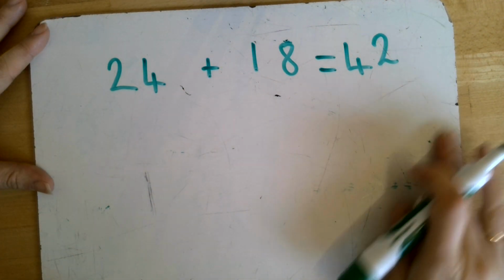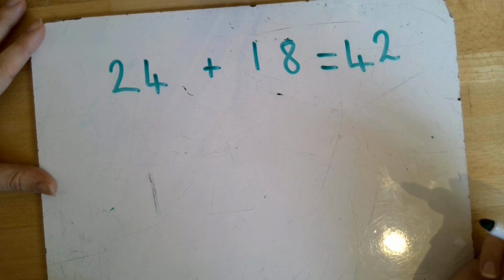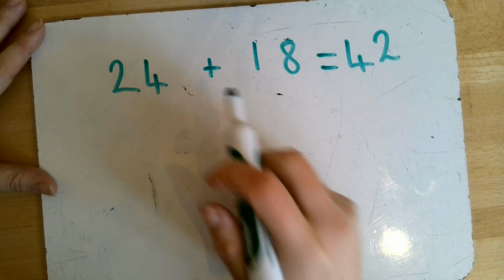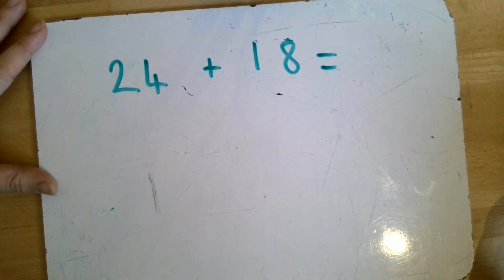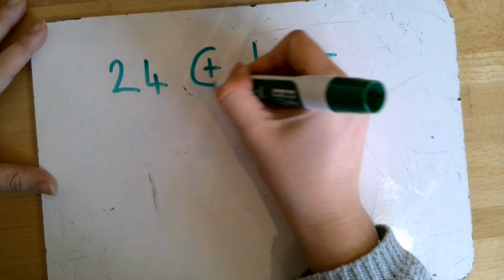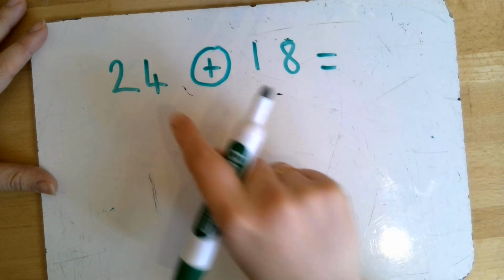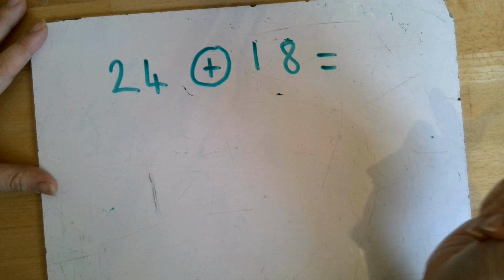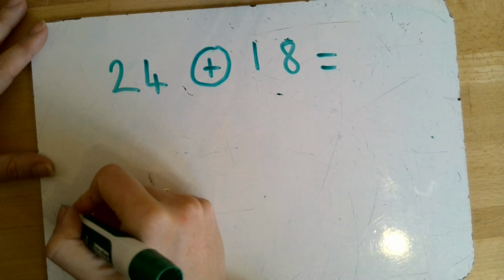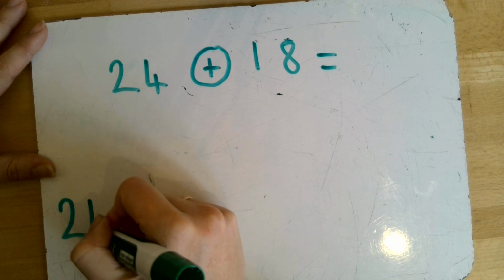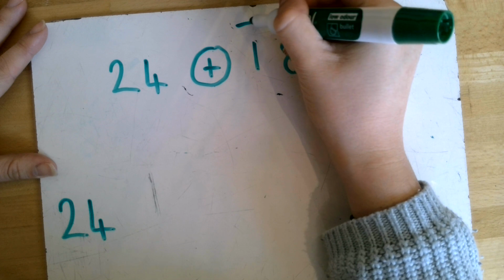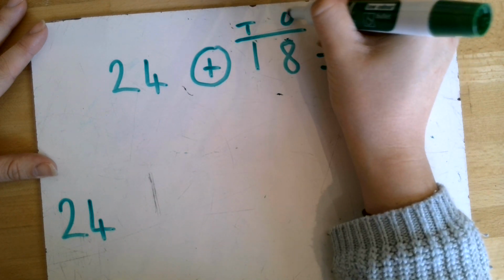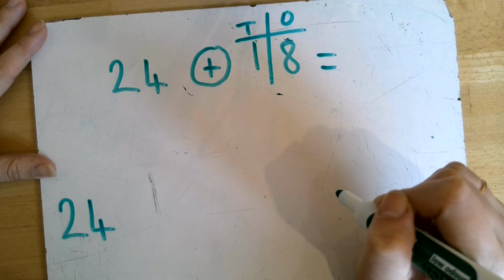So again, I'm going to read the equation to myself. 24 add 18. Oops, I don't know the answer yet. I'm going to circle the operation, the symbol. Now this is telling me that my answer will be bigger. I'm going to start on the number 24 and think carefully about what I'm adding. So in 18 I have 1 10 and 8 ones.